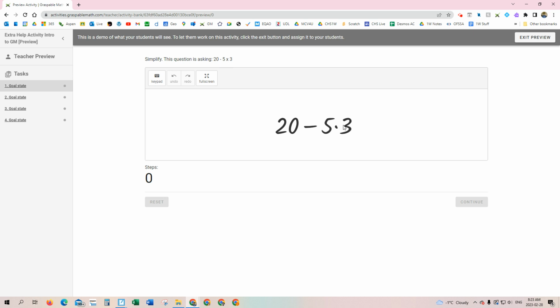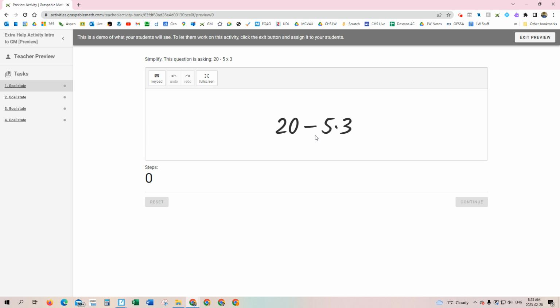The reason Graspable Math uses a dot is because the x sign looks too much like the variable x, and we don't want to get those confused. So instead, we use the dot. But this just means the same thing. So to simplify this expression, we have to remember our order of operations and BEDMAS. And BEDMAS tells me I have to multiply before I subtract.